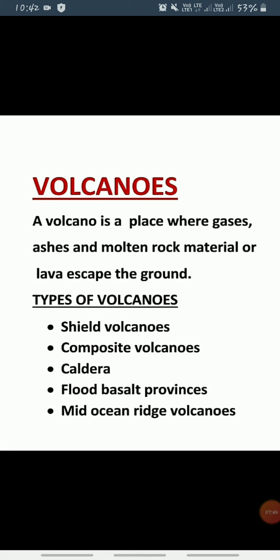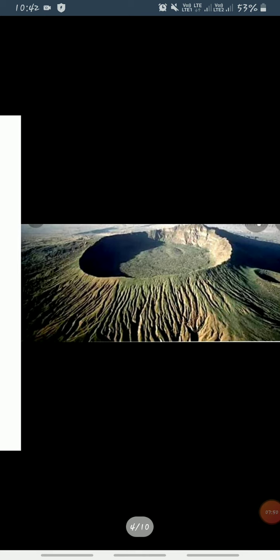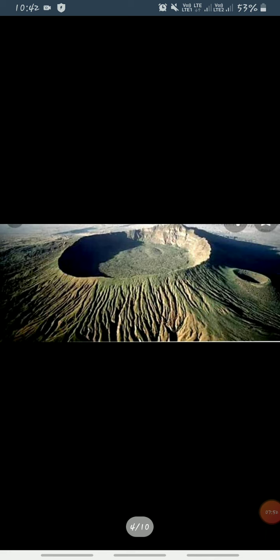So, bearing the basalt flows, the shield volcanoes are the largest of all the volcanoes on the earth. Now you can see the picture also, this type of volcano. So this is a shield volcano, and the Hawaii volcanoes are the most famous examples of these. Hawaii is an island where many volcanoes of this type are found.